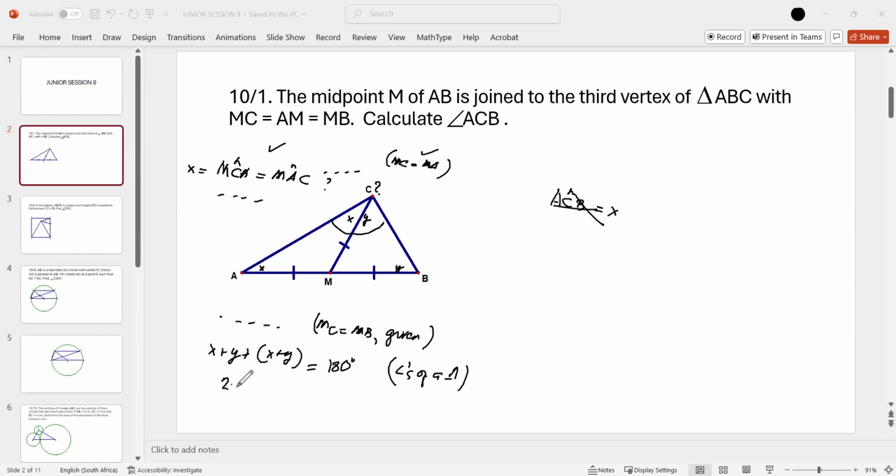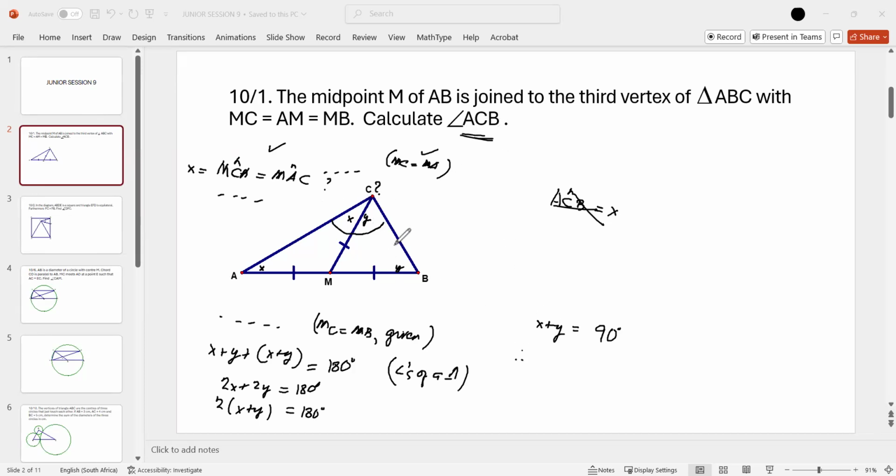This thing now simplifies to 2x plus 2y is equal to 180 degrees. Now the algebra kicks in. 2 into x plus y is 180 degrees. So 2 times x plus y is 180 degrees. So x plus y must be 90 degrees. But x plus y is precisely this angle here.